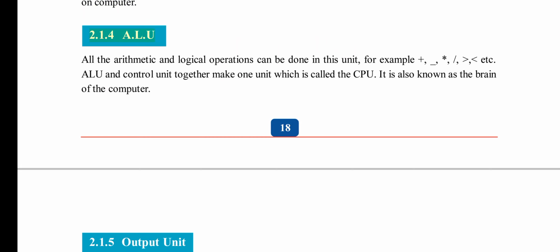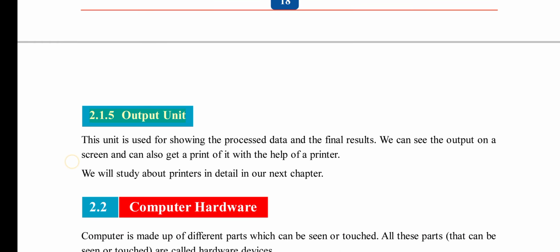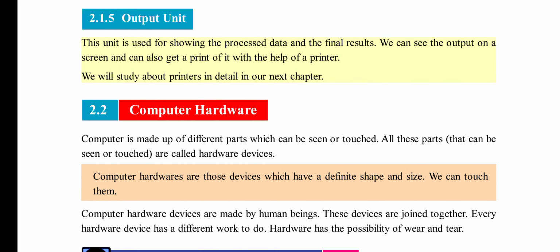2.1.4 ALU. All the arithmetic and logical operations can be done in this unit, for example plus, minus, greater than, less than, etc. ALU and control unit together make one unit which is called the CPU. It is also known as the brain of the computer. 2.1.5 Output unit. This unit is used for showing the processed data and the final results. We can see the output on a screen and can also get a print of it with the help of a printer. We will study about printers in detail in our next chapter.